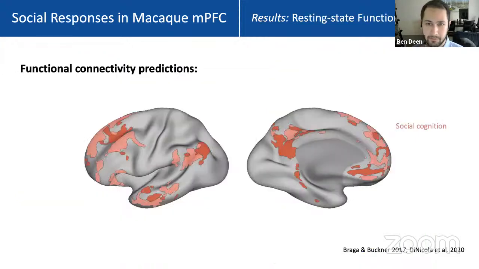All right, lastly, we're going to look at the resting state functional connectivity of these regions in macaques. So based on human data, we expect that these regions should be functionally connected to other parts of the default mode network. And in human data, you also see different patterns of functional connectivity for socially preferring and non-preferring regions within MPFC. So you see a different pattern of connectivity within the default mode network.